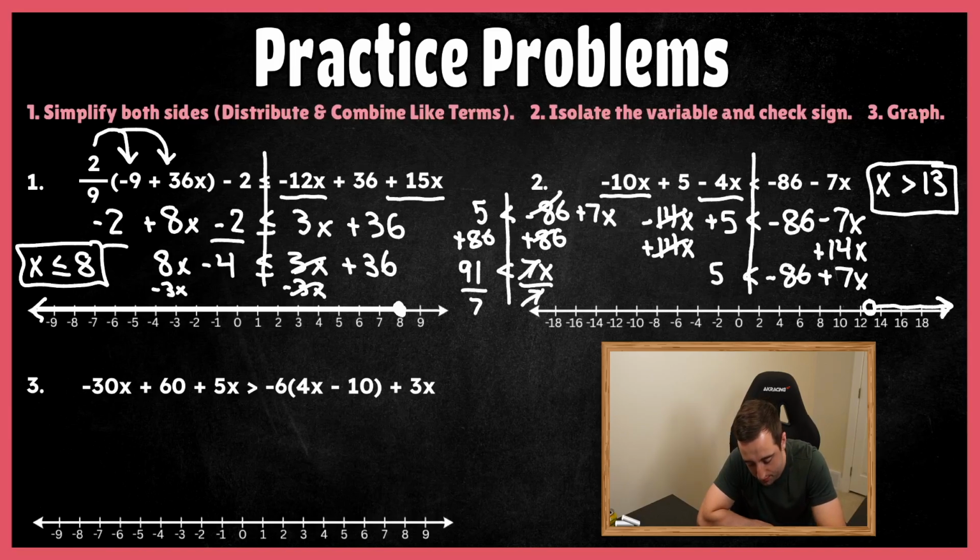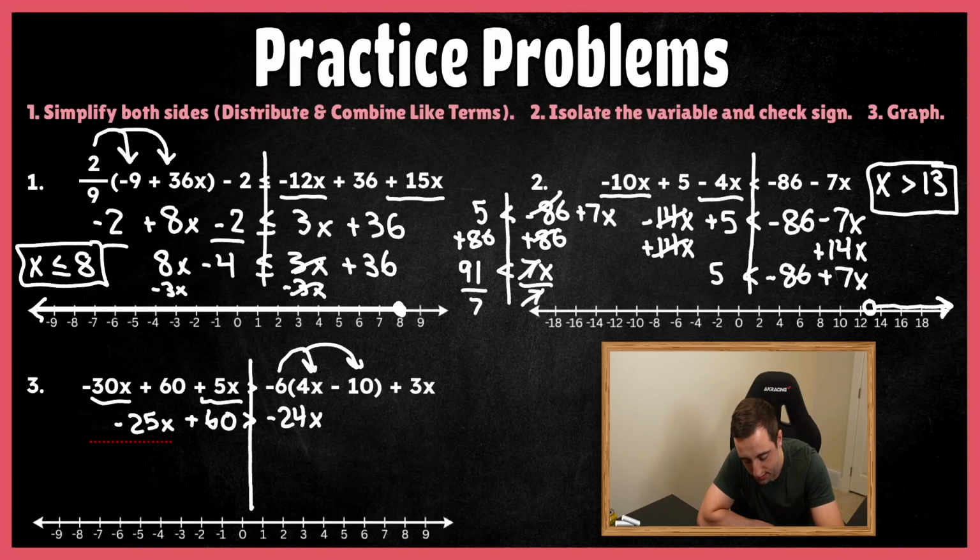Let's draw our line again. The left side, we have some like terms. So negative 30x plus 5x is going to be negative 25x. We'll bring down the plus 60. Then we have greater than. And then on the right side, we have some distributive property to start us out. So negative 6 times 4x is going to be negative 24x. Negative 6 times negative 10, that's going to be a plus 60, and then we're going to bring down that plus 3x.